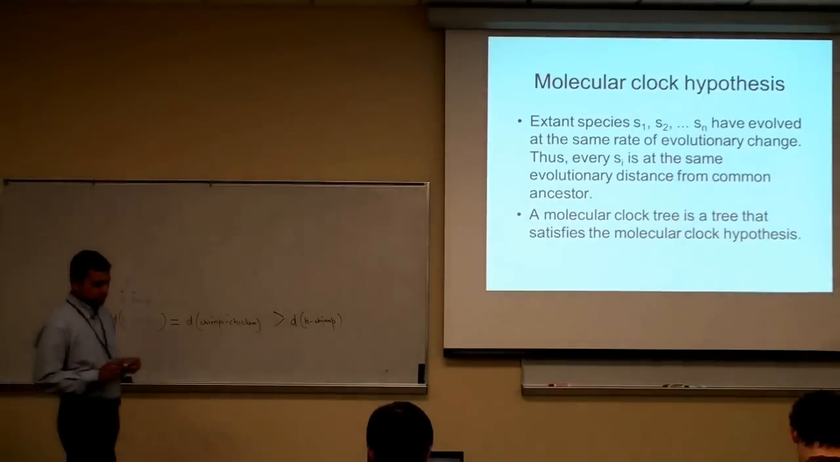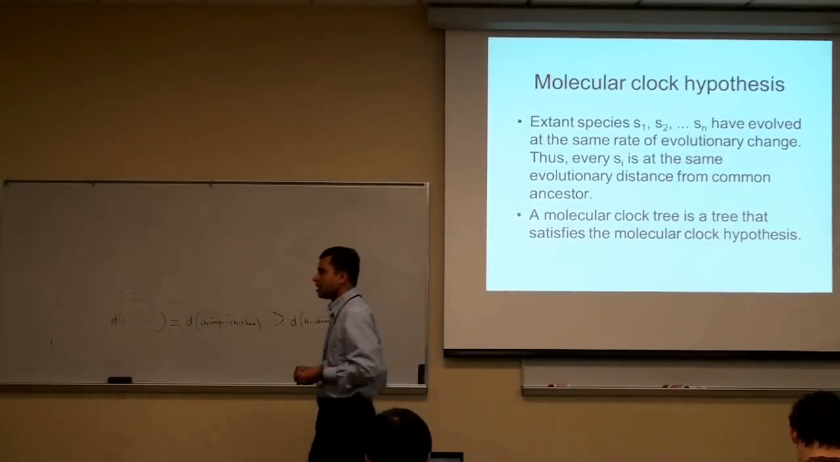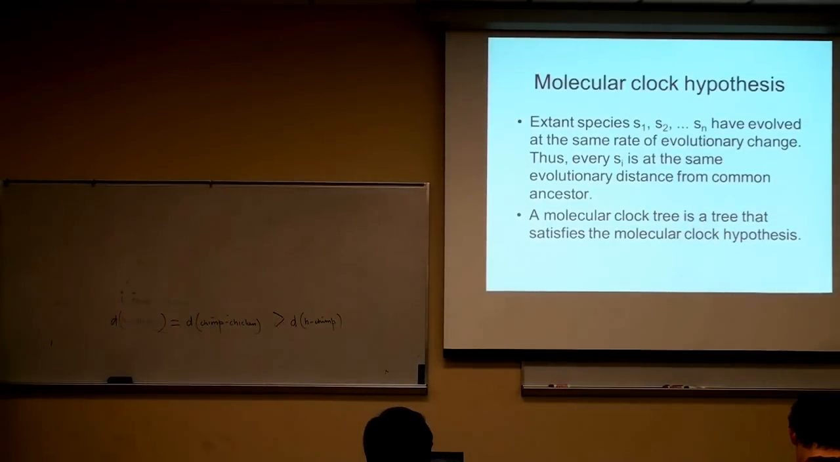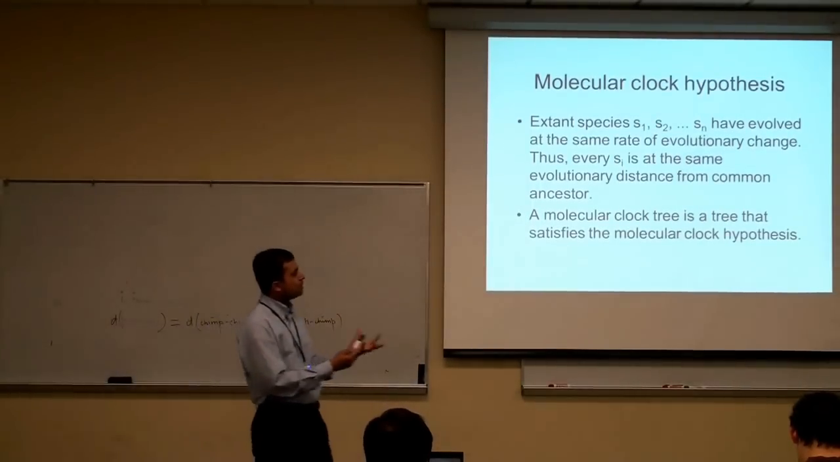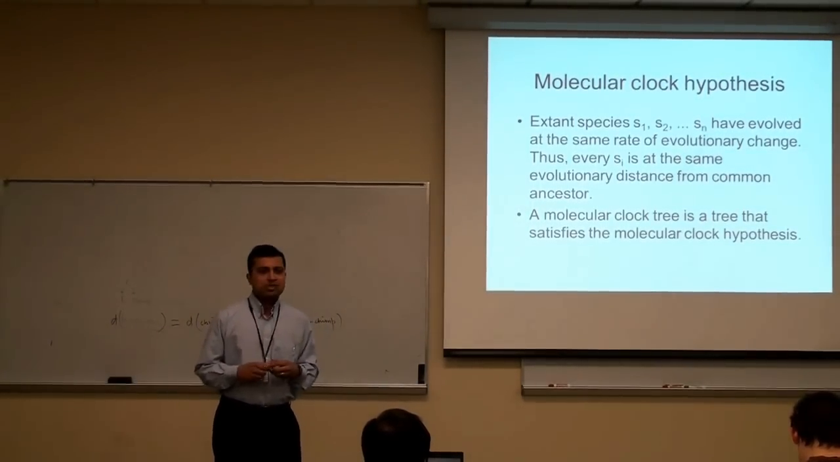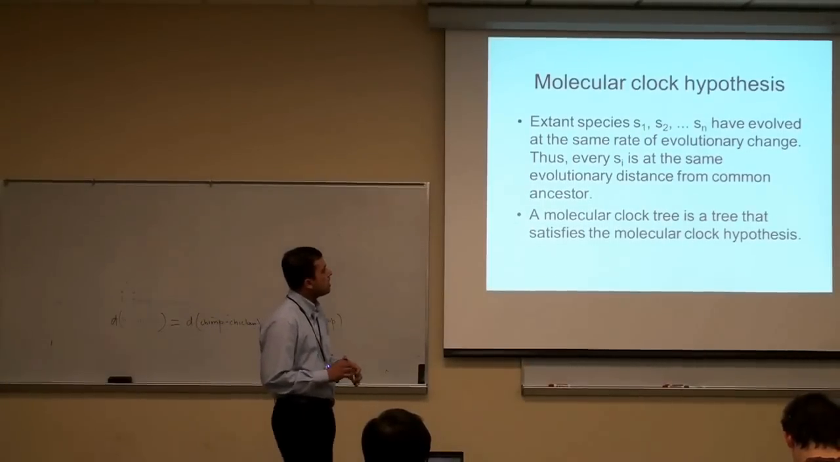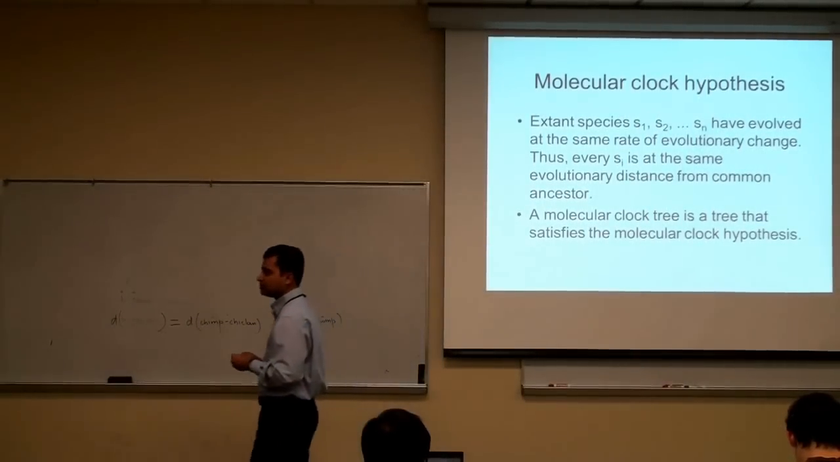So the other concept is that of a molecular clock hypothesis, or a molecular clock in general. This hypothesis is said to be true if the extant species S1 through Sn have evolved at the same rate of evolutionary change.